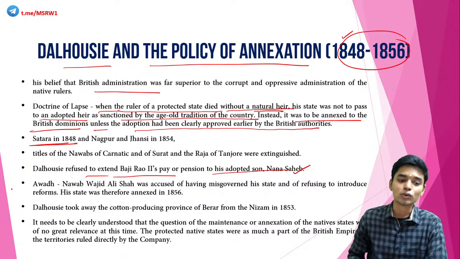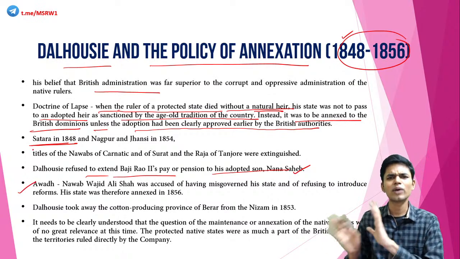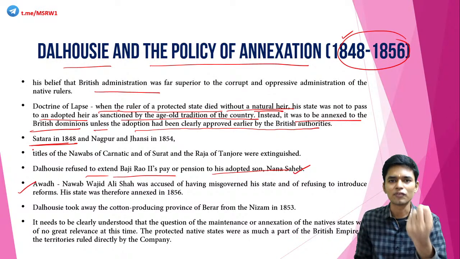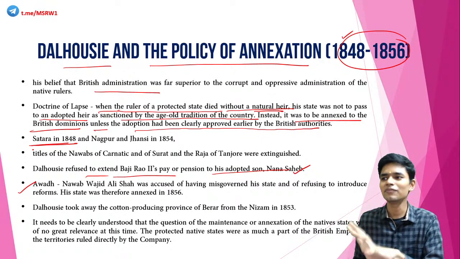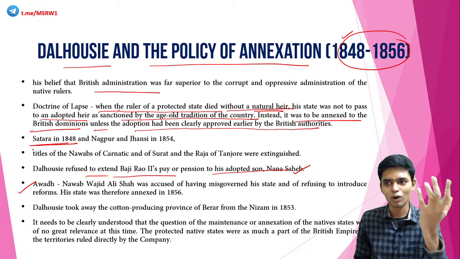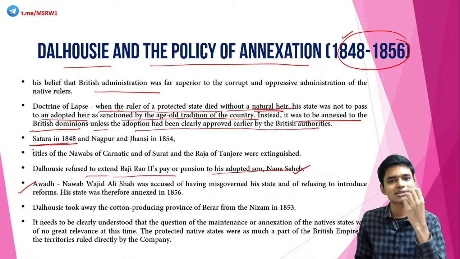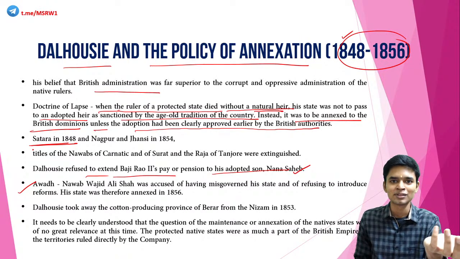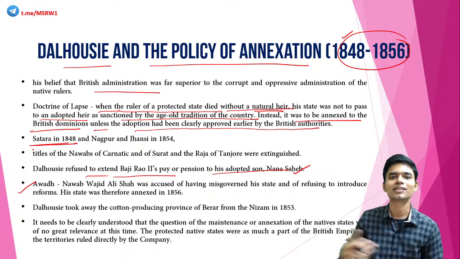Alright, Oudh. Dalhousie wanted to annex Oudh. Oudh was a very profitable province, but he couldn't find any excuse to do that. I mean, Oudh had plenty of natural heirs. Oudh was very much friendly towards Britain. So he couldn't find a ground to annex Oudh.